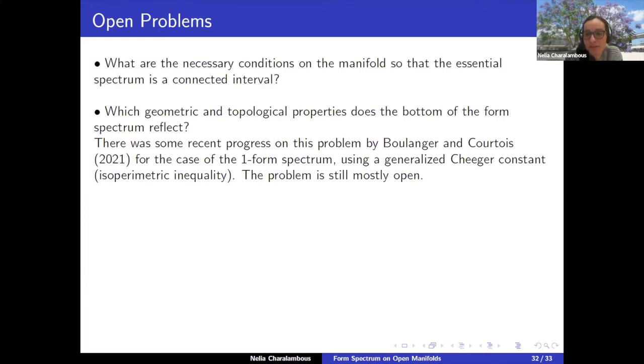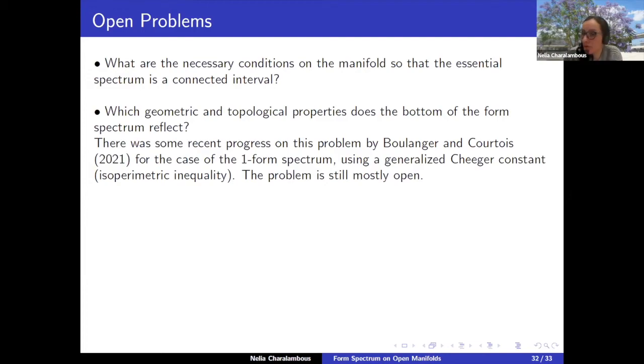There was some recent and very nice progress on this problem by Boulanger and Courtois this past year, for the case of the Laplacian on 1-forms, using a generalized Cheeger constant, in other words, a generalized isoperimetric inequality that would work for 1-forms.